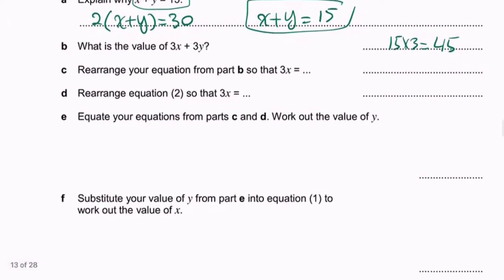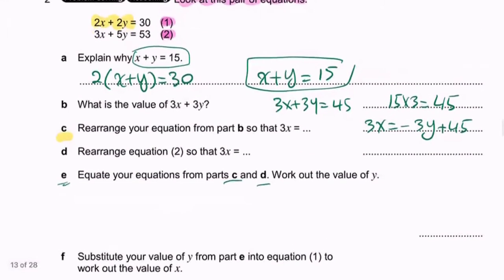Okay, so now number C is asking you to rearrange your equation from part B so that 3x equals. 3x plus 3y equals 45, as we said. I need 3x only, so I'll shift 3y to the other side. So 3x equals negative 3y plus 45. Okay, rearrange.